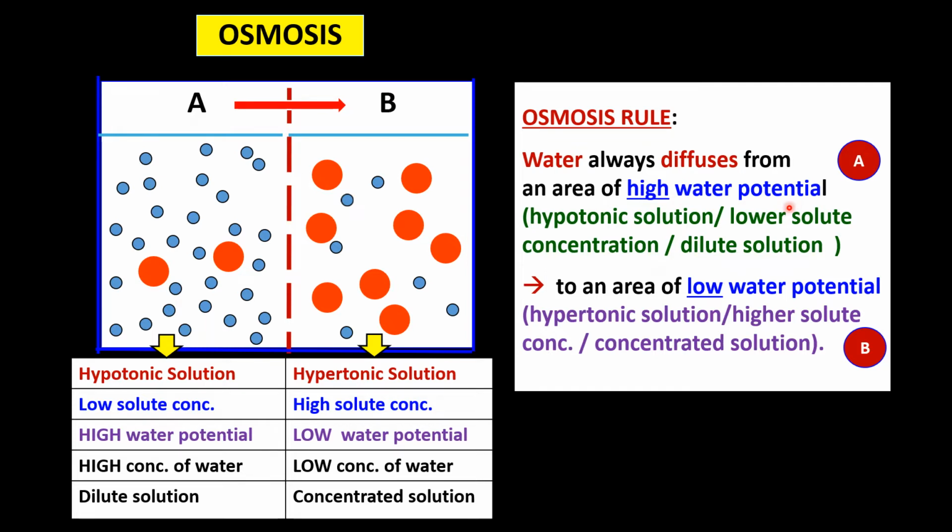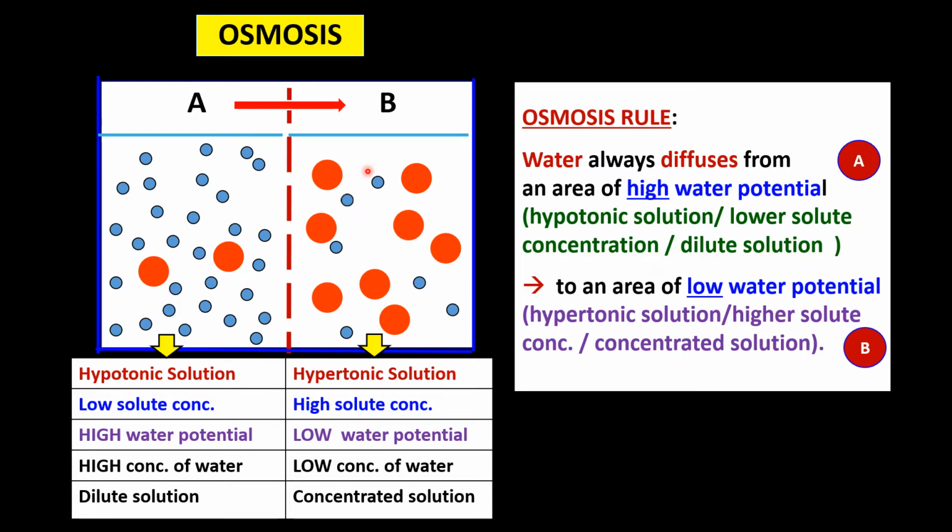This we call a hypotonic solution, which is a solution of lower solute concentration, or a dilute solution, to an area of low water potential. So water moves from high water potential or high water concentration to an area of low water potential or low water concentration. And that is the hypertonic solution that is concentrated. It has higher solute concentration than the first solution, and it is also called a concentrated solution. Or we can say water always diffuses from a hypotonic solution like A into a hypertonic solution like B, from dilute to a more concentrated solution.